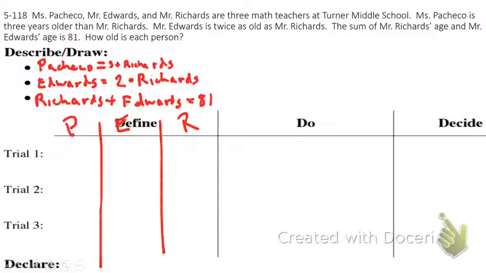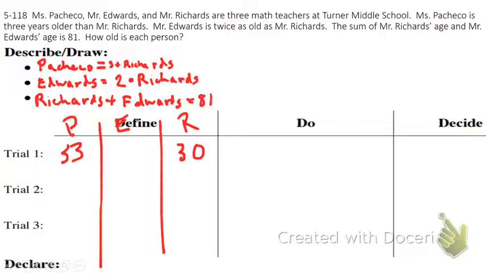So I've defined my columns, and now in my define I'm also going to pick some values to go ahead and start this off. So let's say that Pacheco is going to be 3 plus Richards, so I need to know Richards first. So let's just start with Richard. Let's say Mr. Richard is a very, very young 30-year-old. And now we can say Pacheco would be 3 years older, so he'd have to be 33.